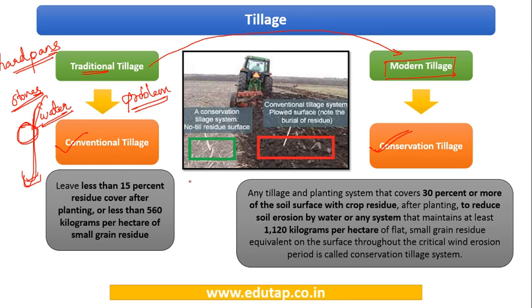Now, one other important piece of information that you need to keep in mind, which can be seen in boxes, is this important technical information. The definition for conventional tillage is that you leave less than 15% residue cover after planting. Or you can also read the other part of it by yourself. So basically you need to define conventional tillage in terms of the residue that you leave on the field. And conservation tillage is the tillage and planting system that covers 30% or more of the soil surface with crop residue after planting. So again, these are the two important definitions that you need to memorize.